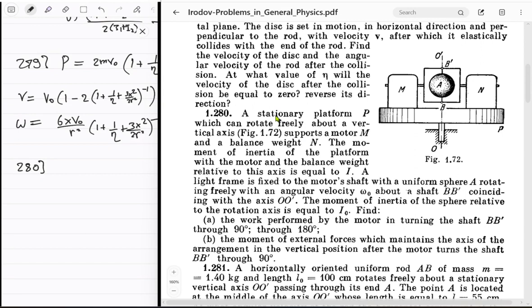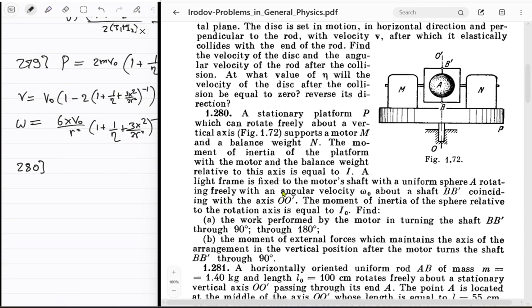So stationary platform P, which can rotate freely about a vertical axis, supports a motor and a balance weight N. The moment of inertia of the platform with the motor and the balance weight related to this axis is equal to I. Total inertia of this whole thing is just I.